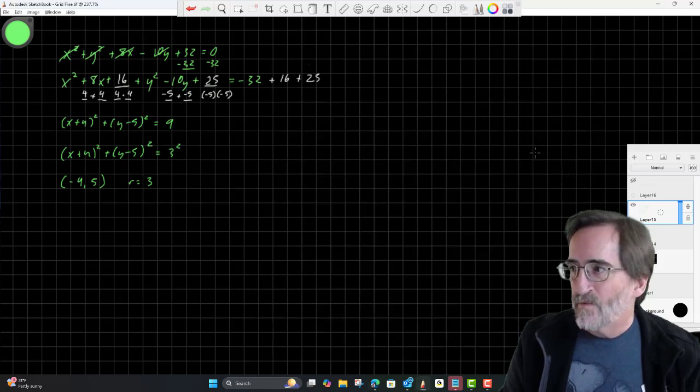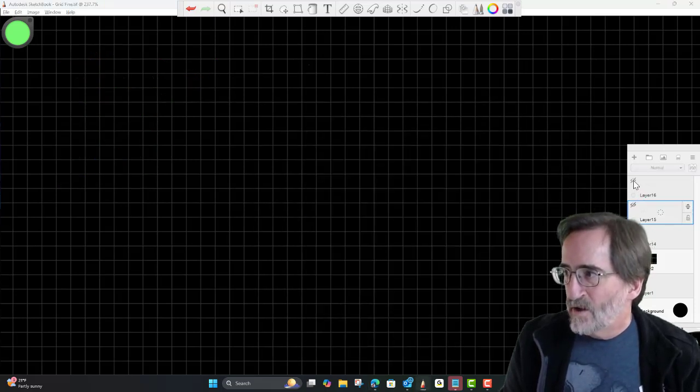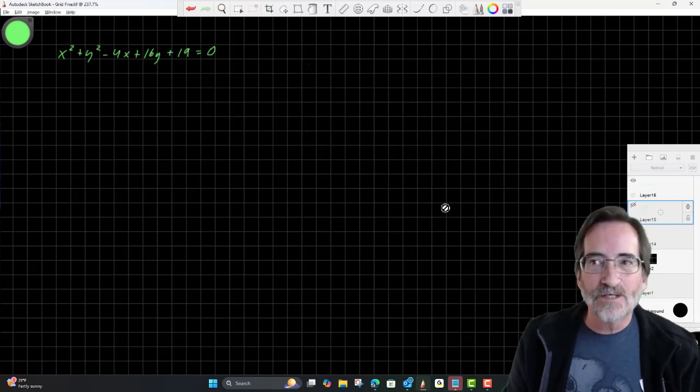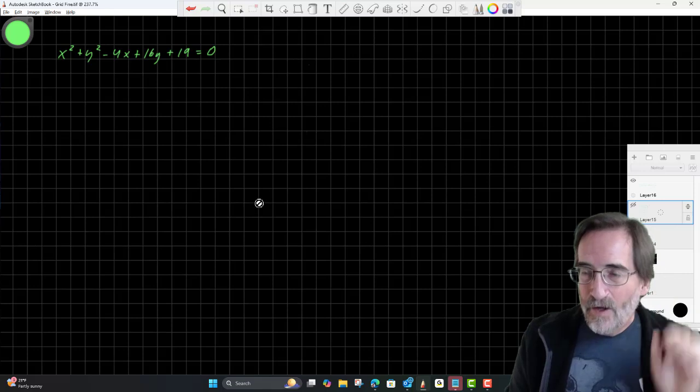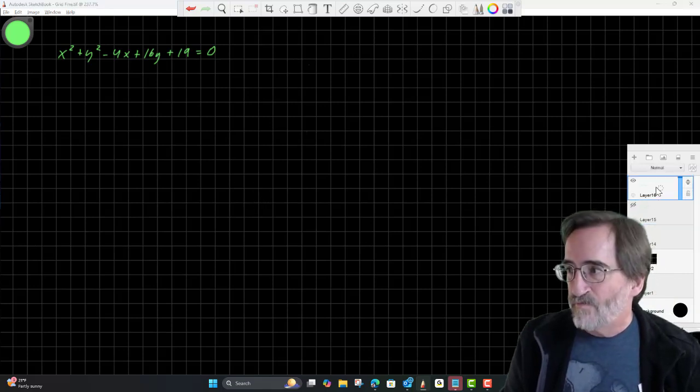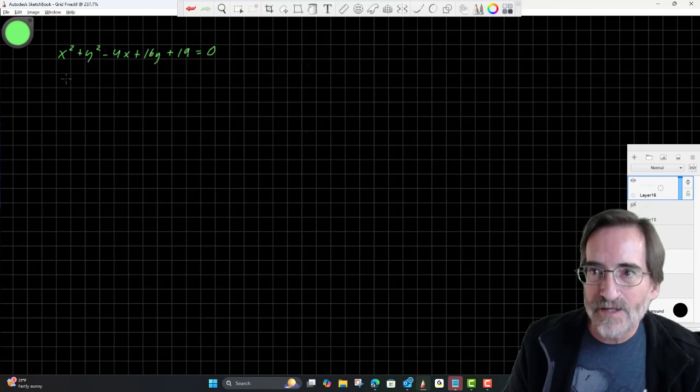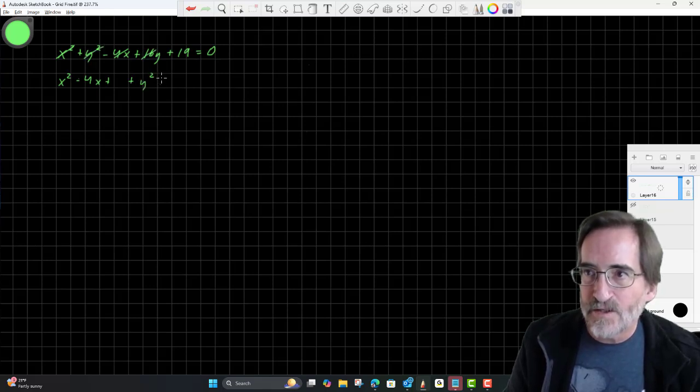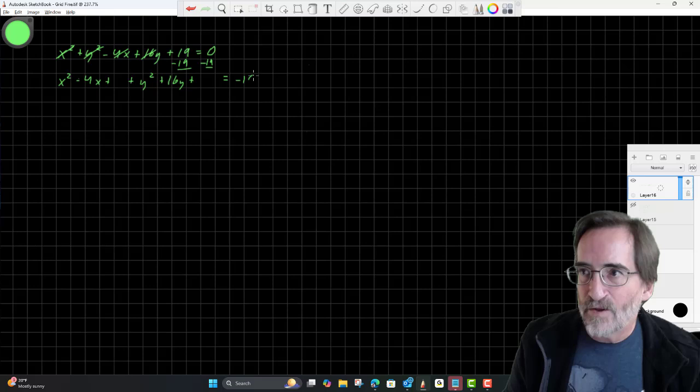All right, one more, because this is so new. Right? You've done completing the square, but not two completing the squares in one problem. All right, so let's again, one more time, remind you of the steps. We group the x's together. X squared minus 4x. Leave a little space. Group the y's together. Y squared plus 16y. Leave a little space. Equals, subtract 19 from both sides. We get -19 on the right side.